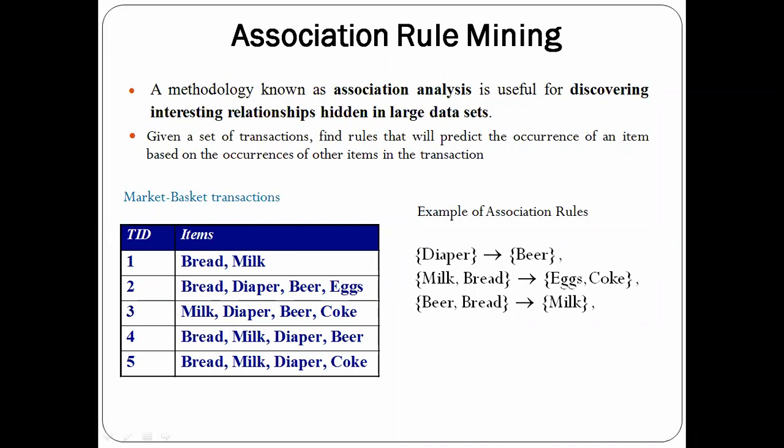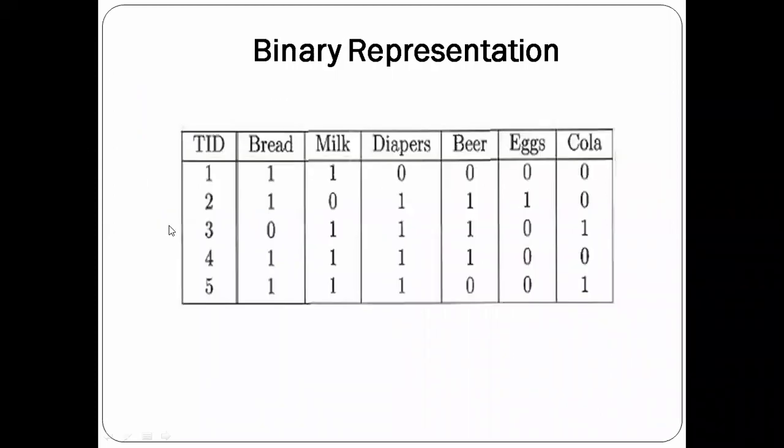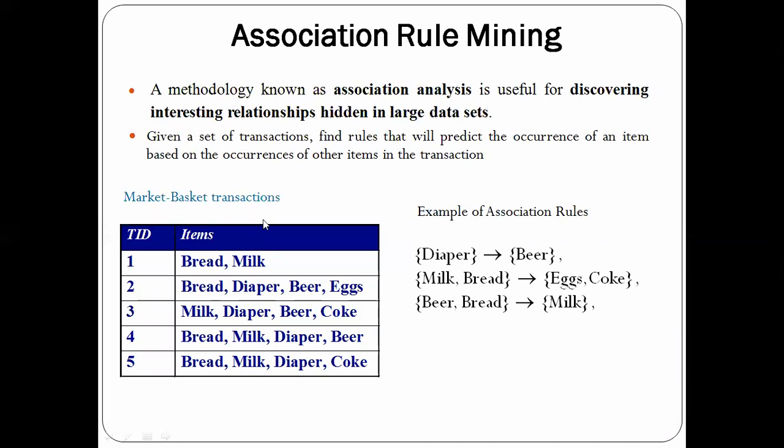It is mainly used to find the interesting relationships that are hidden in large data sets. With the help of association analysis, we can find interesting relationships which can help retailers or business enterprises improve their business. And then we saw the binary representation of market basket data in the last class.